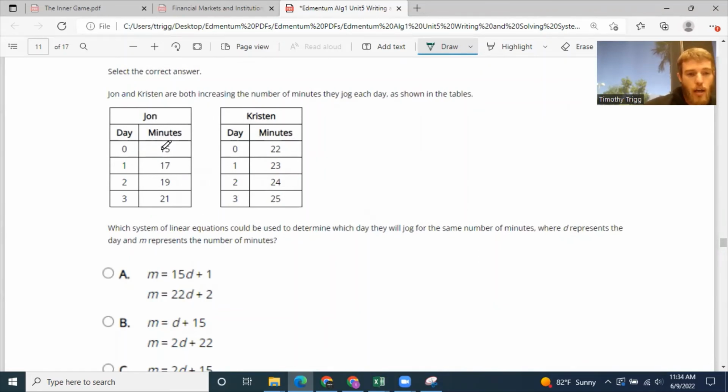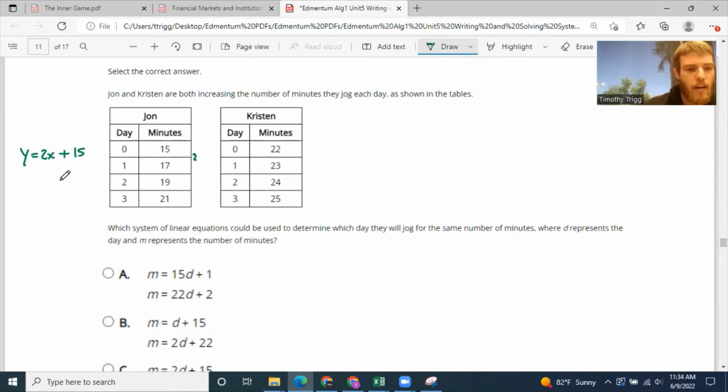So it looks like John is increasing by 2 each day, right? So his slope would be 2x. And the starting amount is your y-intercept. Remember, your y-intercept is always 0, something. So in this case, 0, 15, it says. So for John, that's going to be his equation.